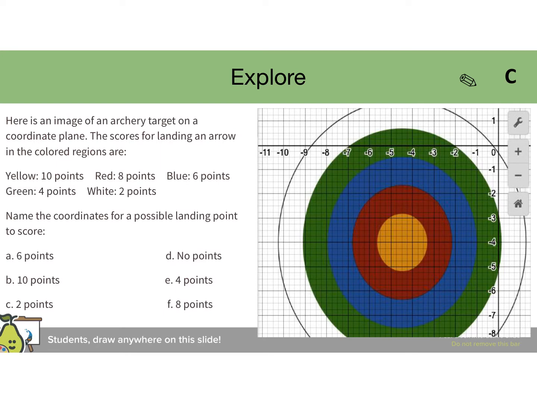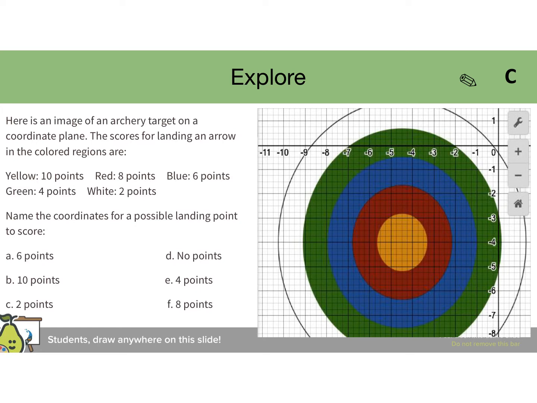The explorer asks students to name the coordinates for a possible landing point to score the following points, but I highly suggest divvying up into an I do, we do, you do. So A and B would be an I do, C and D would be the we do, and E and F would be the you do.